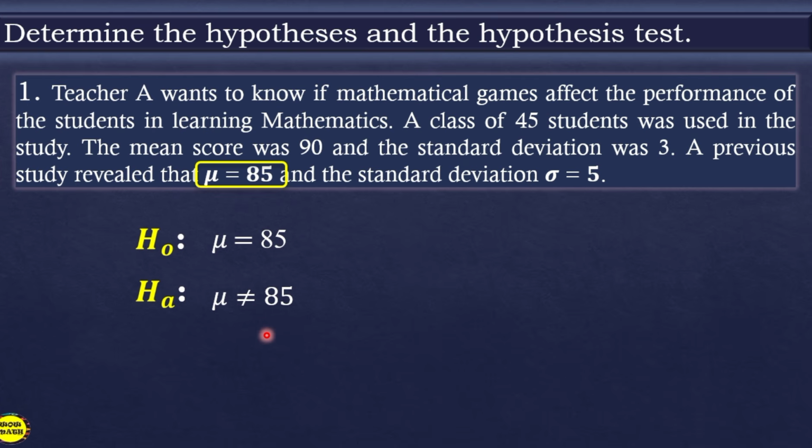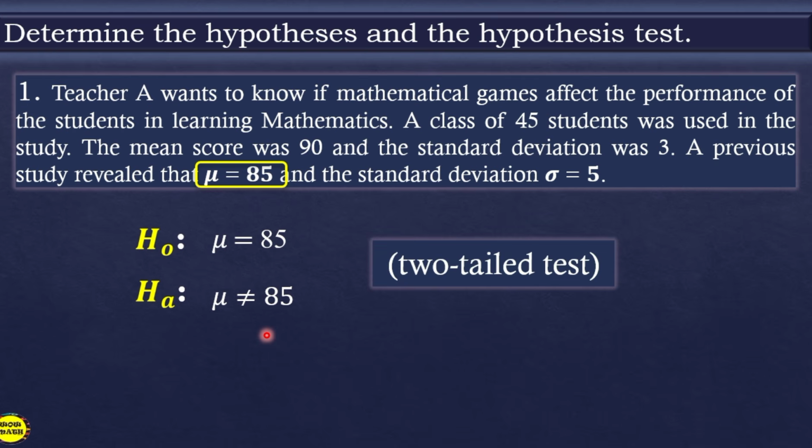So sabi kanina, kapag yung alternative hypothesis natin not equal sign yung ginamit, it is an example of two-tailed test. Okay, so ganun lang kasimple, no? Madali tandaan kapag two-tailed test. Kapag yung alternative hypothesis natin nag-not equal, yan ay halimbawa ng two-tailed test. Next.